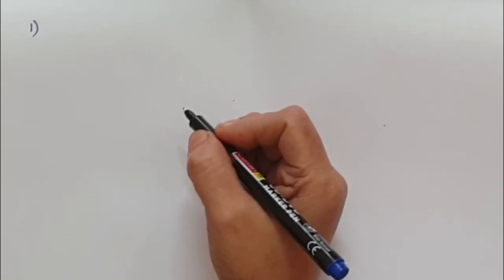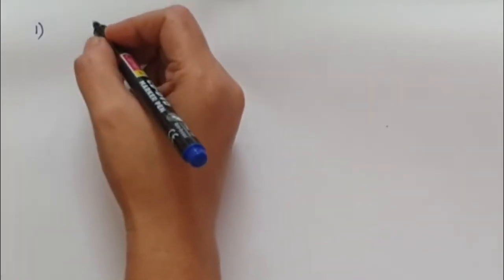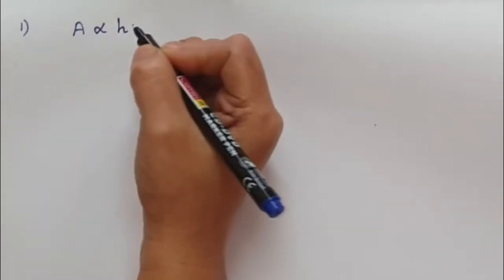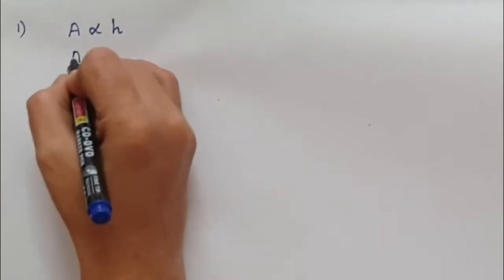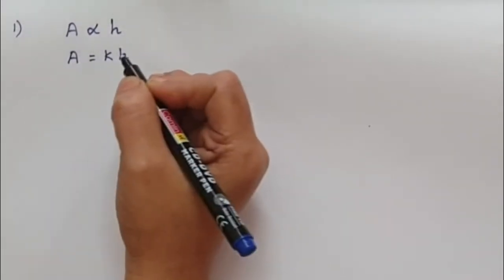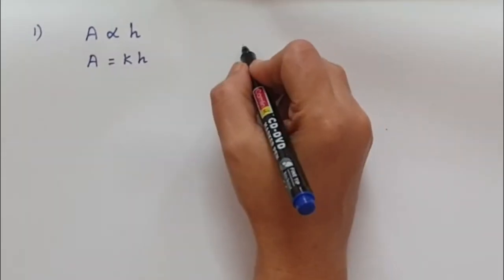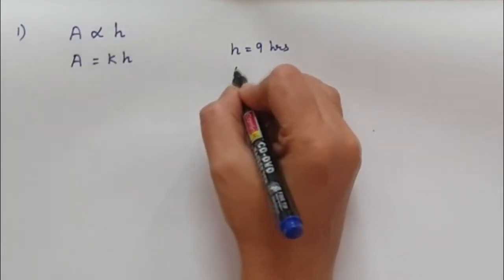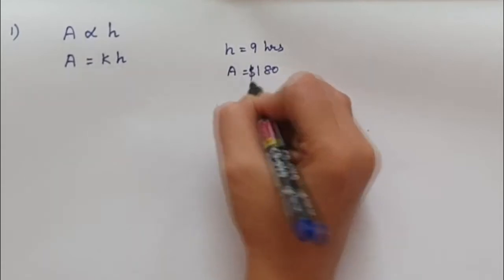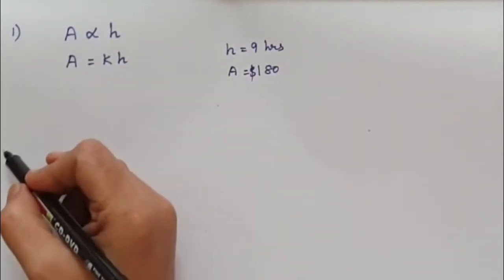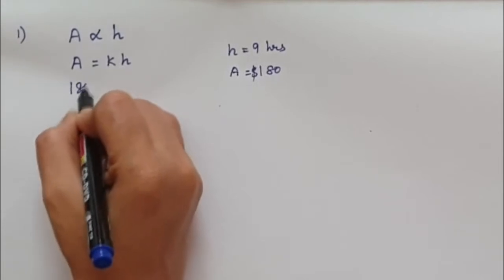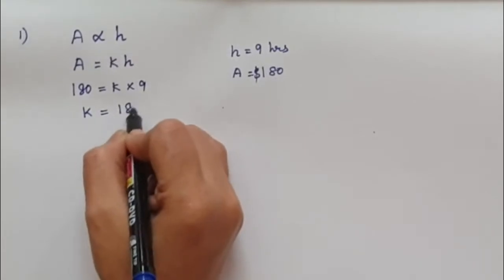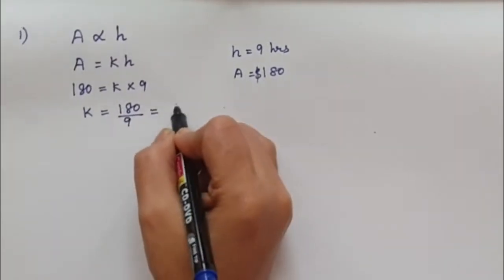First question, the amount earned is directly proportional to the number of hours. So the amount is directly proportional to the hours. Okay, so we write it as M will be equal to K into H. In the first part of our question, it is given that she works for 9 hours, and the amount of money she earns is $180. So now let us substitute in this and we'll find the value for K. 180 will be equal to K into 9. So the value for K will be equal to 180 divided by 9, so it will be equal to 20.